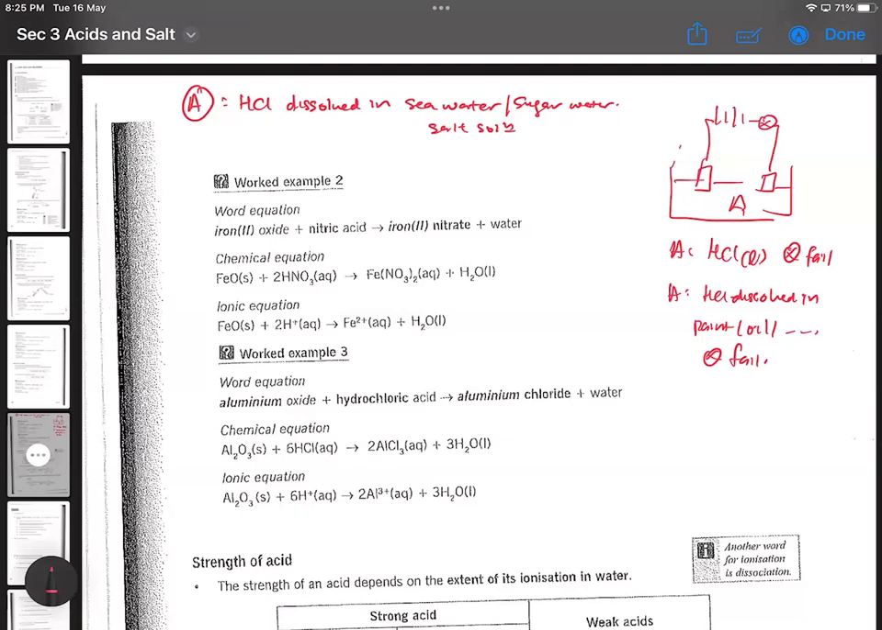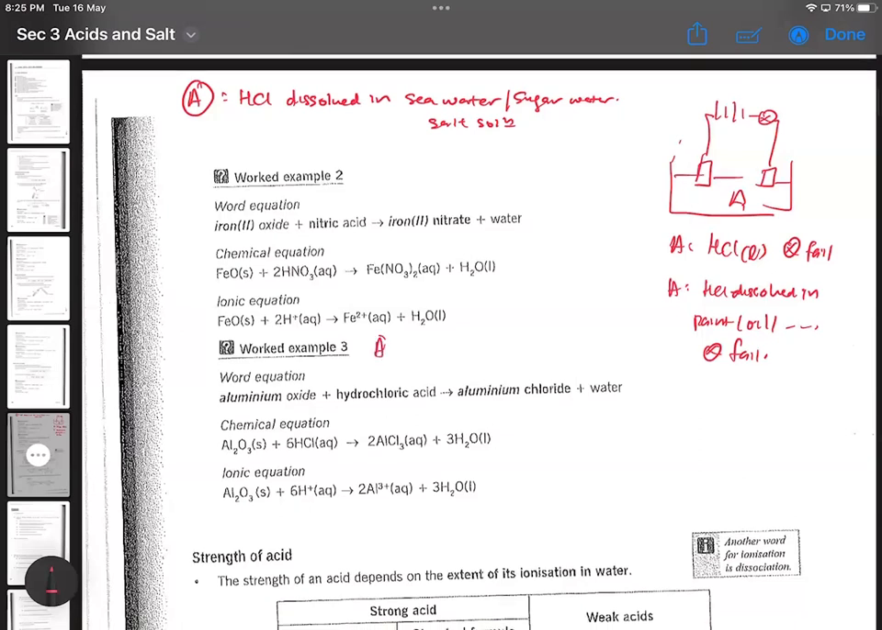Okay, if I give you this scenario, right? Let's say this is HCl outright dissolved in water. Do you think the lamp will light up? Yeah, this one is confirmed will light up because this is our usual wording. We say that dissolve in water, and then you have this, it will actually light up.